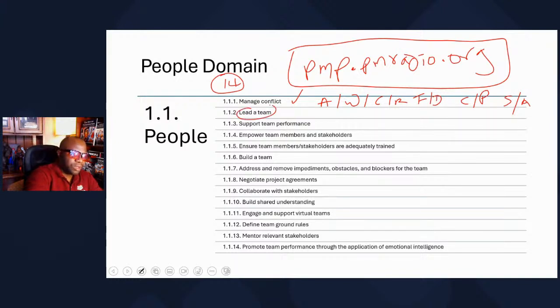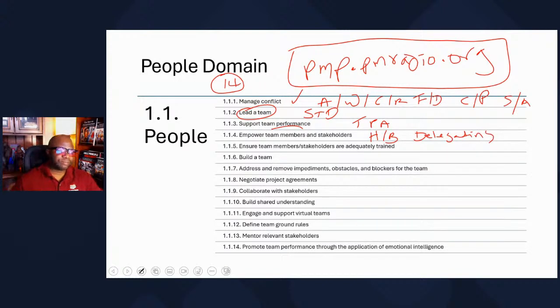Leading a team, understand the 5 stages of team development, Tuckman's ladder. Support team performance, understand the concept of team performance assessments. Empowering team members and stakeholders, understand the concept of the Hersey-Blanchard model and the concept of delegating. Understand that philosophy, that concept.